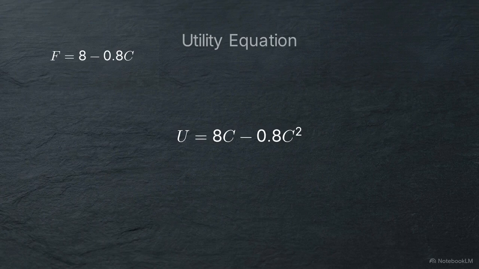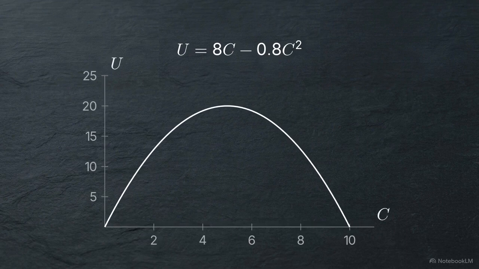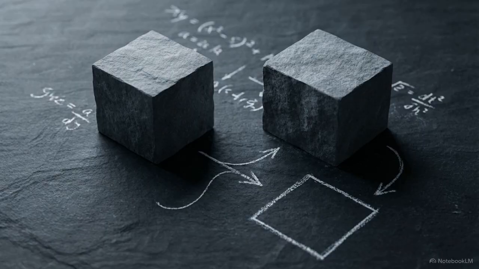Expanding the new equation gives us U equals 8C minus 0.8C squared. This chart shows the resulting two-dimensional parabola. By fusing the equations, we have mathematically eliminated the food variable, simplifying the problem. This algebraic substitution forces a dimensional collapse. We have transformed a complex three-dimensional surface problem into a simple, solvable two-dimensional curve.